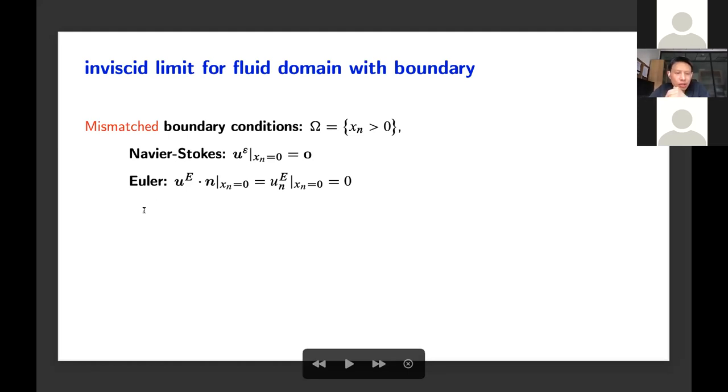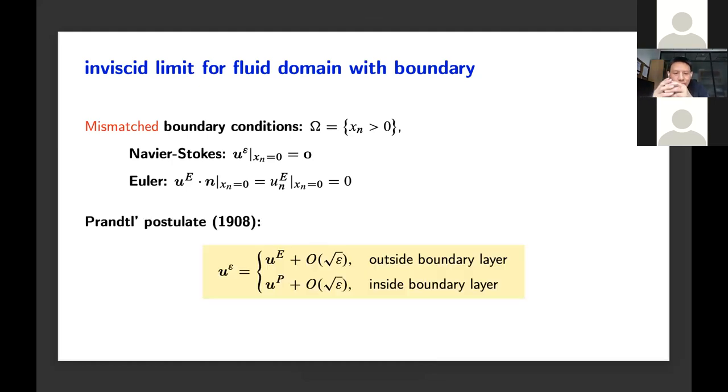To overcome this, a boundary layer appears. Inside the boundary layer, the velocity adjusts very fast from zero to non-zero. This is Prandtl's postulate. Roughly, the informal statement is that the Navier-Stokes solution can be approximated by Euler outside the boundary layer, while inside the boundary layer it is approximated by the so-called Prandtl equation.